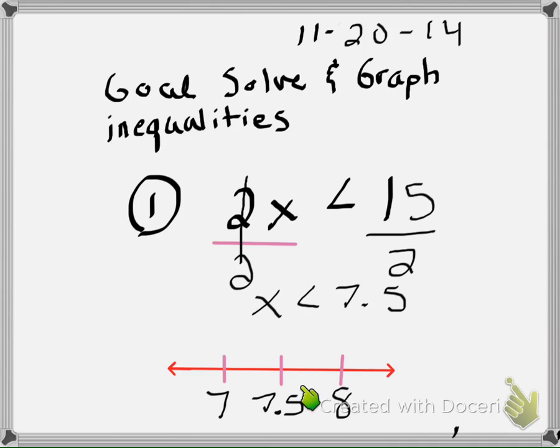Okay, so now this is telling me that x, the pointy part says less than, 7.5. So I don't need to fill in this circle. I just need to circle it. And the numbers that are less than 7.5 are to the left.